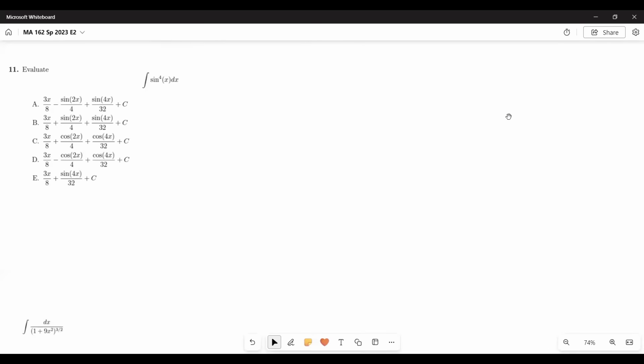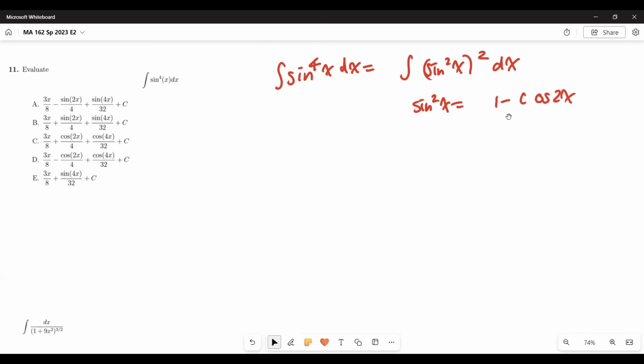Okay, this question asks to evaluate the integral of sine to the fourth power x dx, which is the same as sine squared x, squared, dx, right? And if you remember your double angle or half angle theorem, sine squared x is 1 minus cosine 2x over 2, right? So if you square that, sine squared x squared is 1 minus cosine 2x over 2, squared.